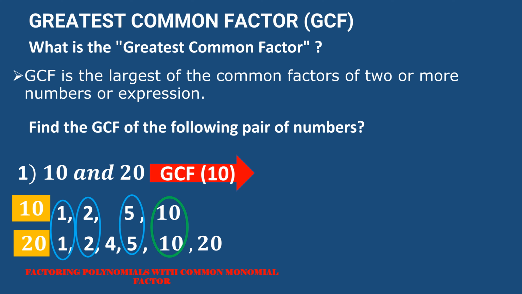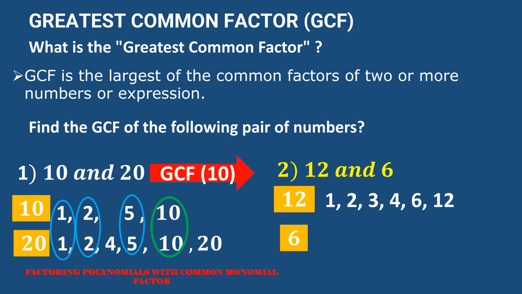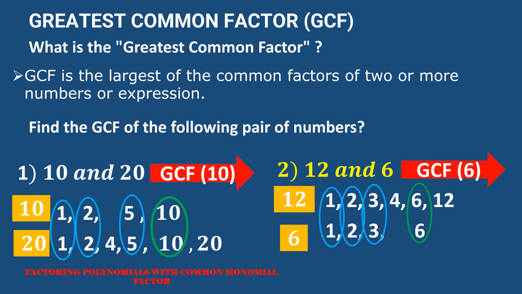Let us try this number. We have 12 and 6. The factors of 12 are 1, 2, 3, 4, 6, and 12, while 6 has 1, 2, 3, and 6. Let us see their common factors. 1 is common to the two, as well as 2, then 3, and then 6. Among all the common factors, 6 is the GCF. Okay, let us try this.